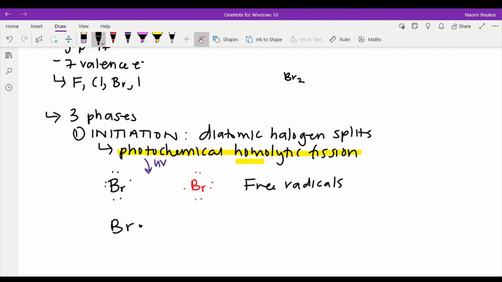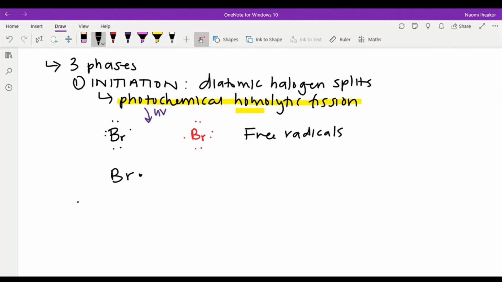So that's the initiation phase. What we've done is we've split our halogen, which usually exists diatomically, with ultraviolet light, and we've split it so that they have the same number of electrons, and so we know that this is called photochemical homolytic fission. So that's step one, the initiation phase.